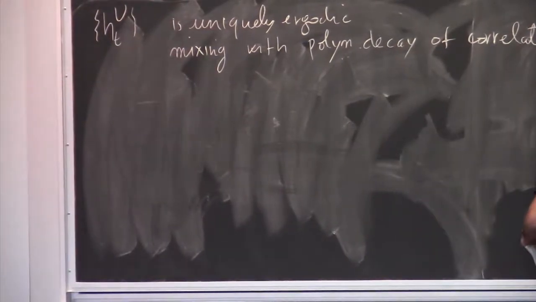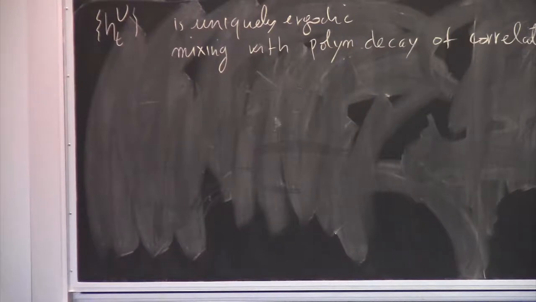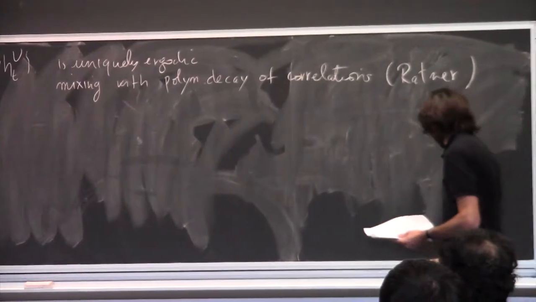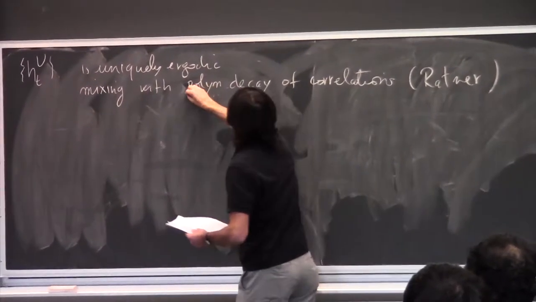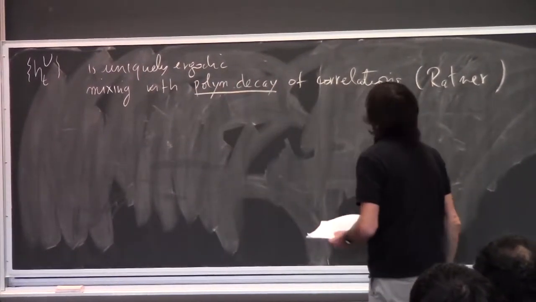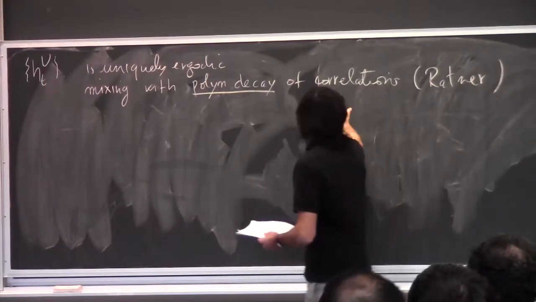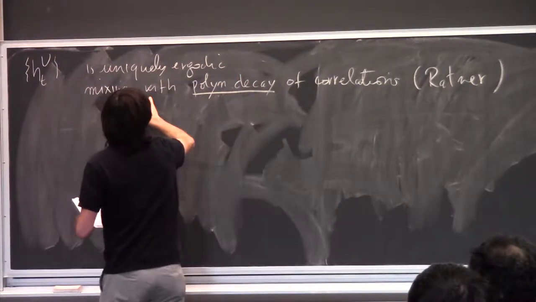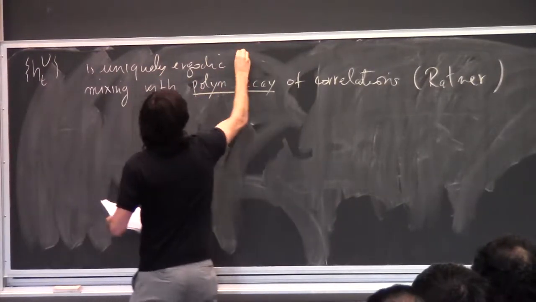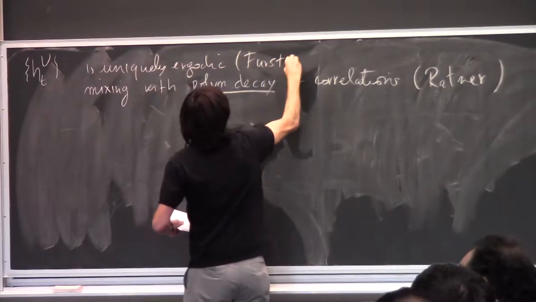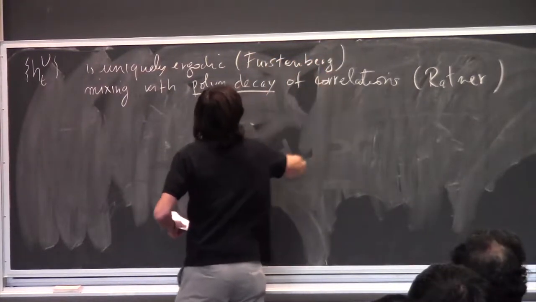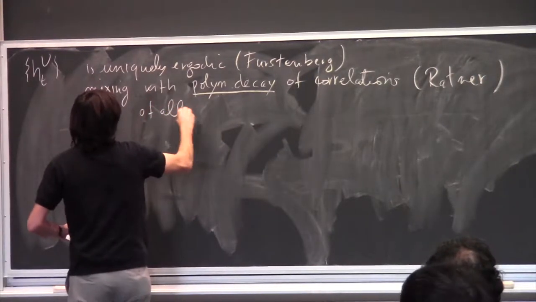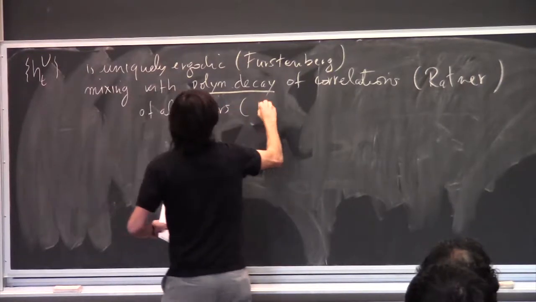This is, I think, Ratner. Not L2 decay, but polynomial decay of correlations. Polynomial decay of correlation is Ratner, and unique ergodicity, I think, is Furstenberg. In the basic case. Then, in fact, mixing of all orders can be added here. That's Marcus.